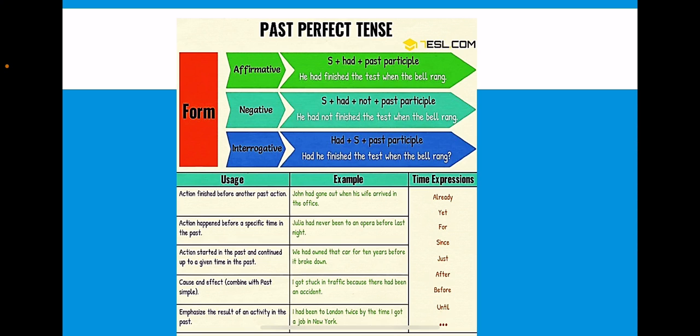So let's look at the forms, why we use them, and examples. So why we use it. The action finished before another past action. So the example here, John had gone out when his wife arrived in the office. Okay, so هو طلع لما مرته دخلت على المكتب. Who already كان طالع. So هاي past perfect هي الأكشن اللي صارت أول والpast simple اللي صارت الثانية.